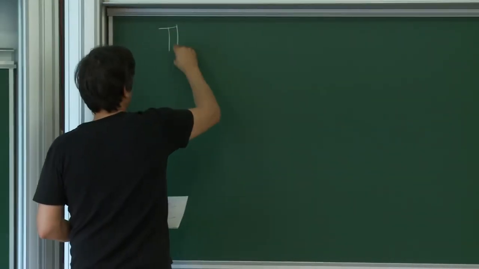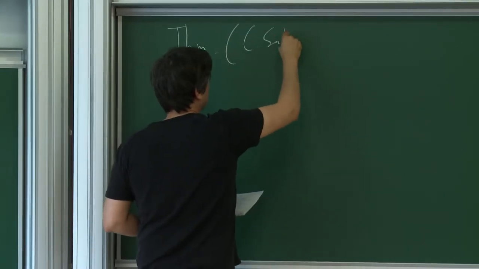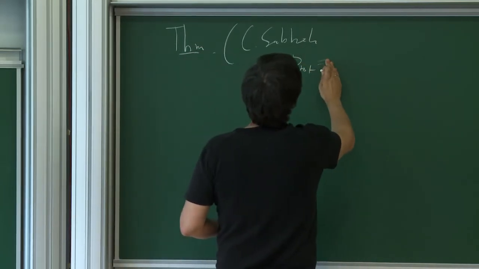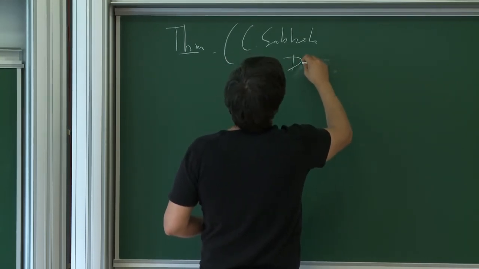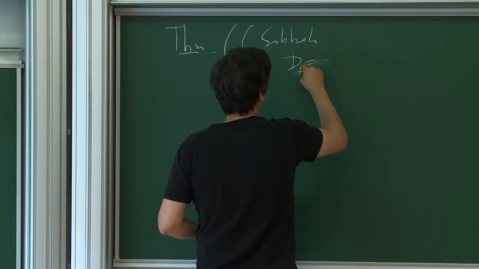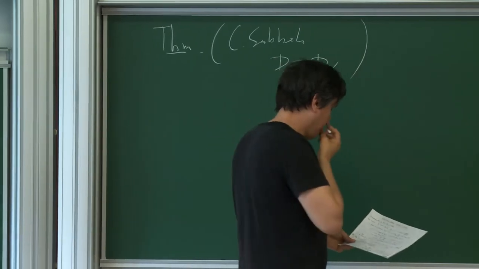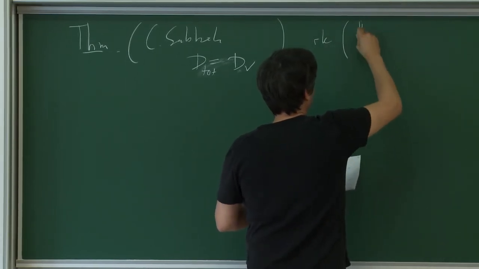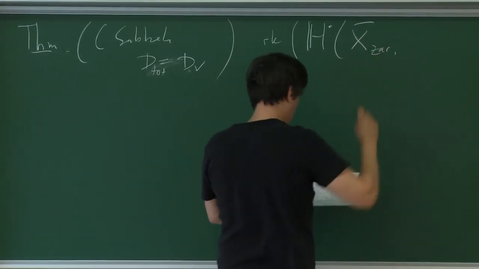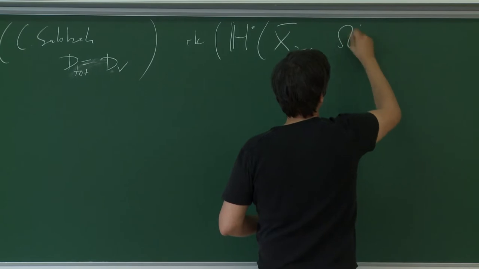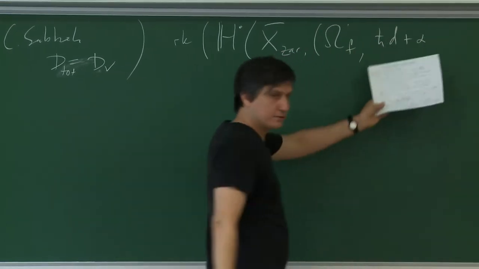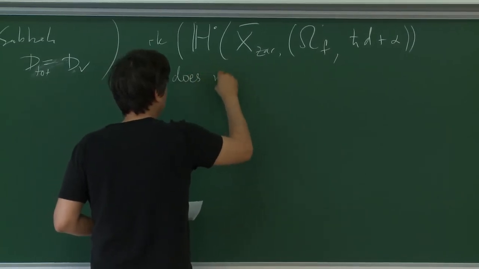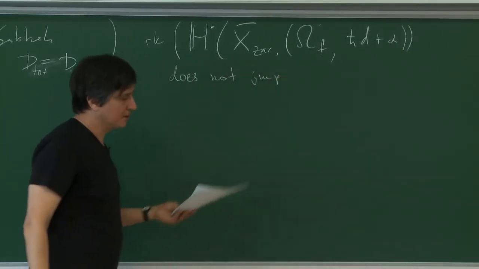And one can prove the theorem. It's essentially a Claude Sabbah result for the case when D is empty, when there's no logarithmic part and you have only the vertical part. In this case, if you consider the hypercohomology of X bar with the Zariski topology and with this sheaf Omega F and with differential h bar d plus alpha, closed under both differentials, then it does not jump. At all, for all h bar.